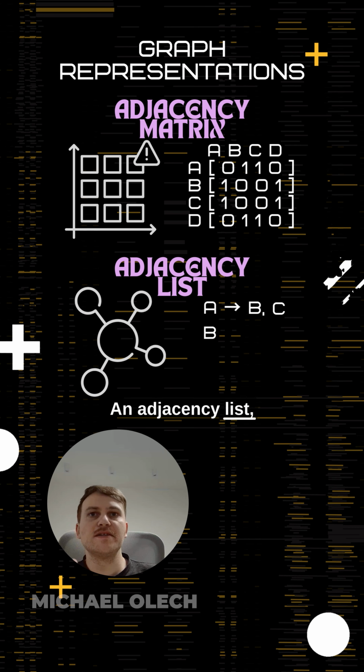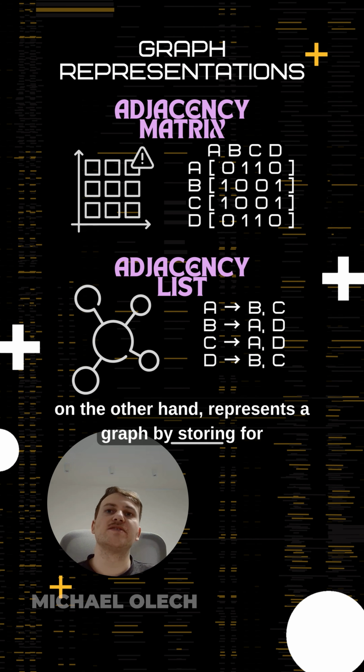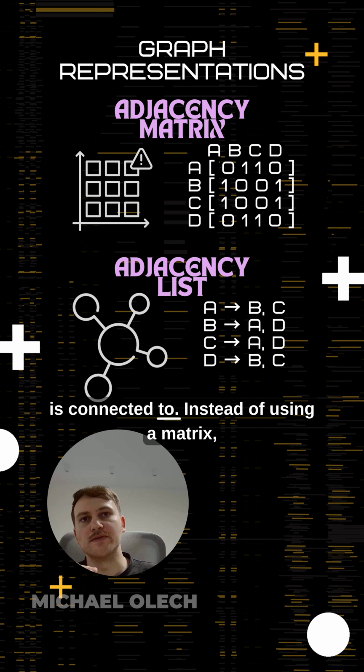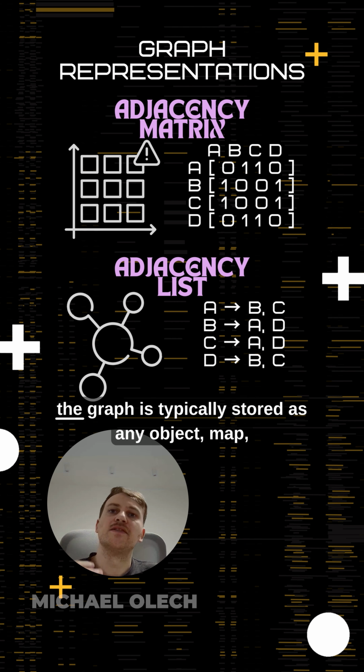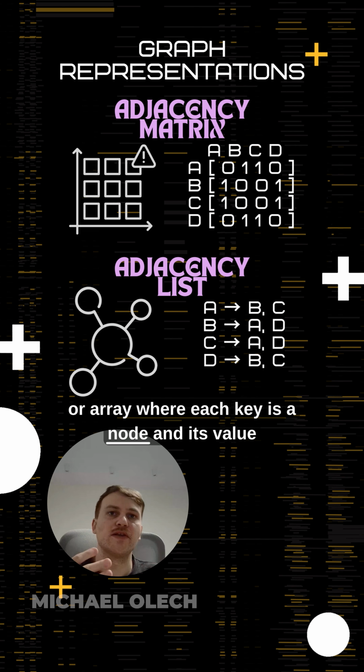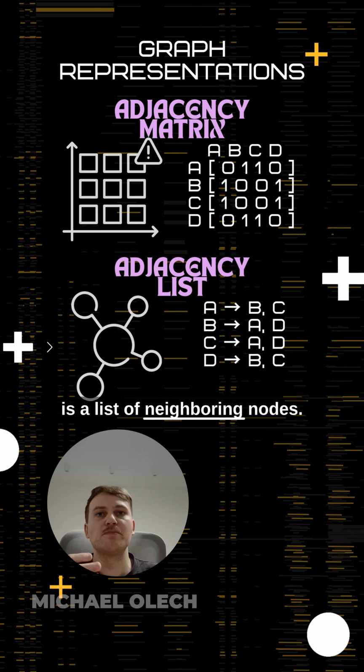The adjacency list, on the other hand, represents a graph by storing for each vertex a list of all the vertices it is connected to. Instead of using a matrix, the graph is typically stored as an object, map, or array where each key is a node and its value is a list of neighboring nodes.